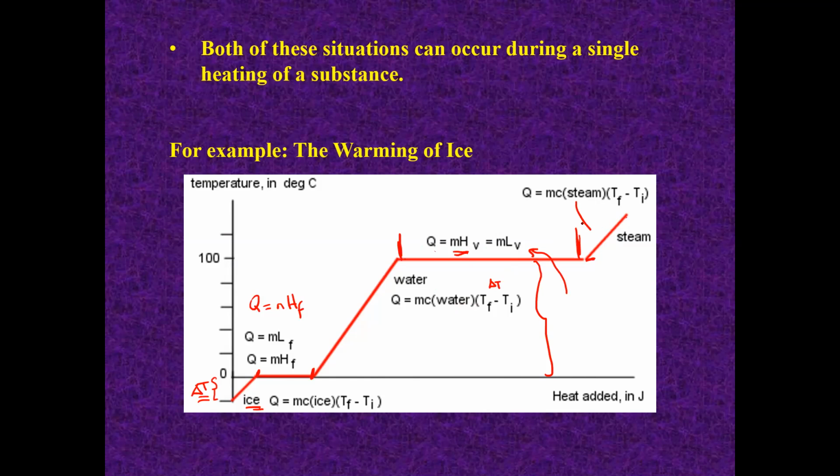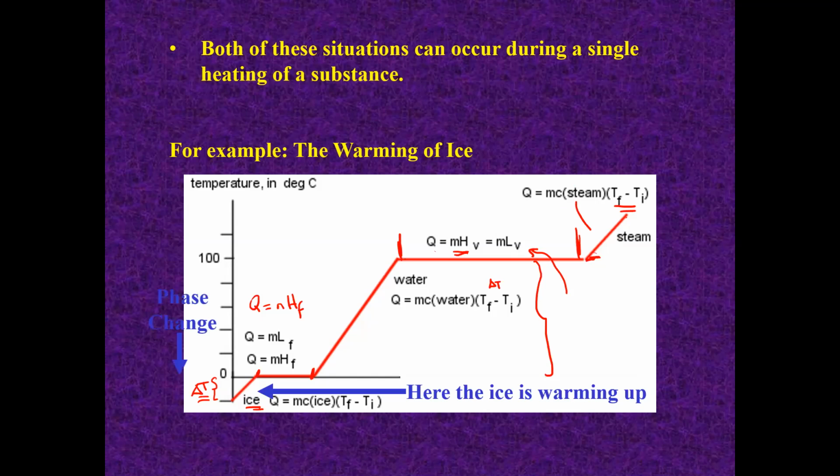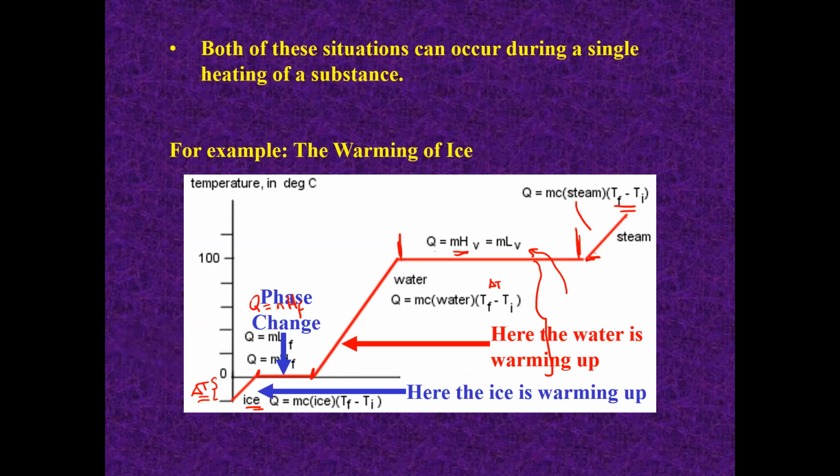okay? And this should be n, number of moles times the heat of vaporization. And then when we get another change of temperature, when it goes into steam, mc delta T. Here it's warming up. We get a phase change. Here the water's warming up again. Phase change. And the last time was heating up as well.